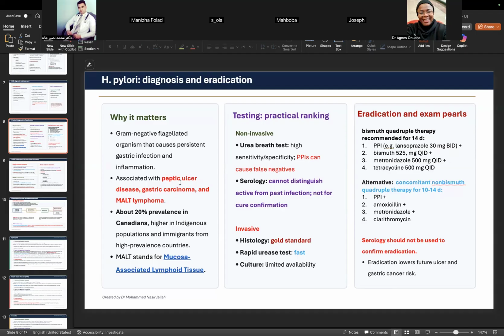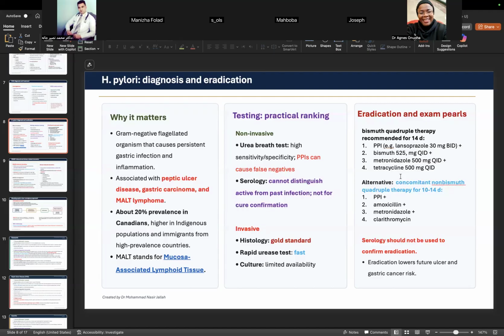And if they're asking about the invasive gold standard, it is histology; the rapid urease test is fast; culture, we don't do it. Eradication regimens: now this is the treatment. They might give you a few options, and the best option is Bismuth quadruple therapy, recommended for 14 days. It used to be a triple therapy. Now it is the quadruple therapy, which is the PPI, the Bismuth, metronidazole, and tetracycline. This is very commonly used and the first best choice H. pylori eradication regimen.